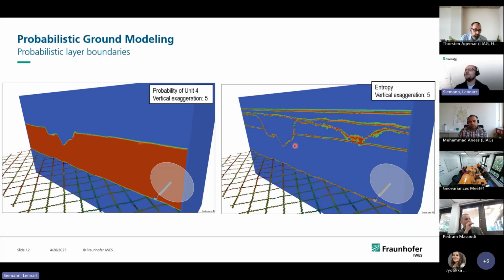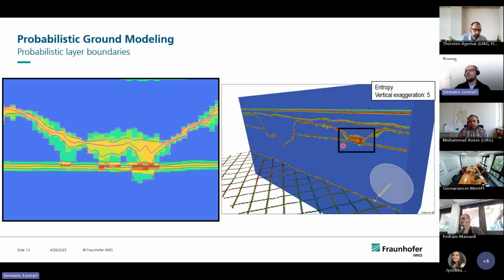And here, of course, it gets more interesting where different units cut each other. This is a close-up. I have not put in the color scale here; it's just for the visualization. Red is high entropy and blue is low. You see where the different horizons cut into each other or intersect, you have the highest entropy, which is logical. But I think it's good to quantify such things, or to give a more informed ground model to the end user at the end of the day.